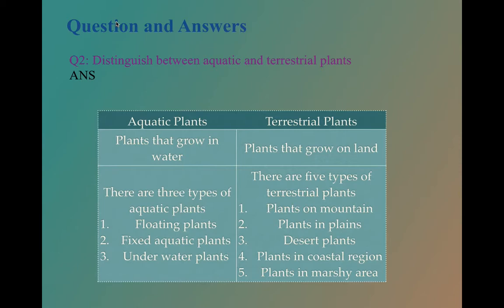In terrestrial plants, you have to write plants that grow on land. Then you have to write there are five types of terrestrial plants. First one, plants on mountain, then plants in plains, then desert plants, then plants in coastal region, then plants in marshy areas.